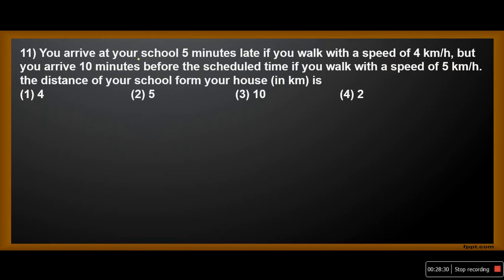You arrive at your school 5 minutes late if you walk with a speed of 4 km per hour, but you arrive 10 minutes before the scheduled time if you walk with a speed of 5 km per hour. The distance of your school from your house is... Now, simple.